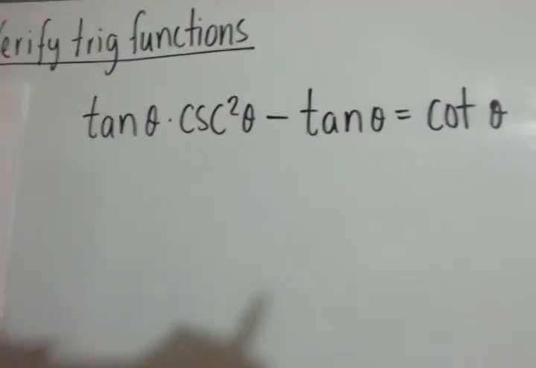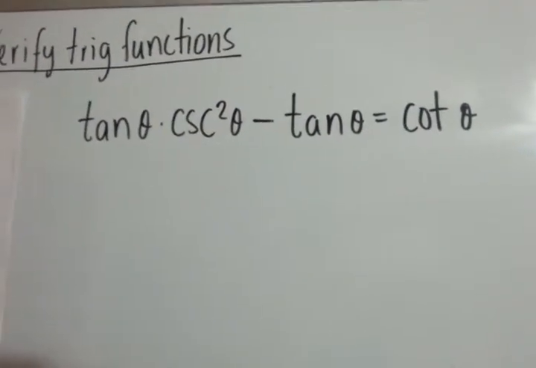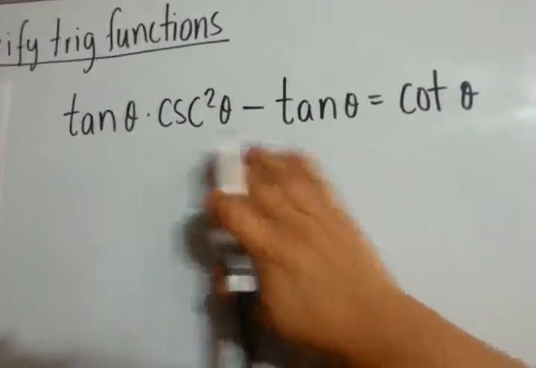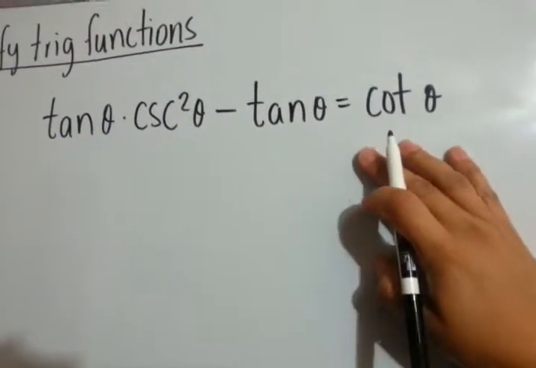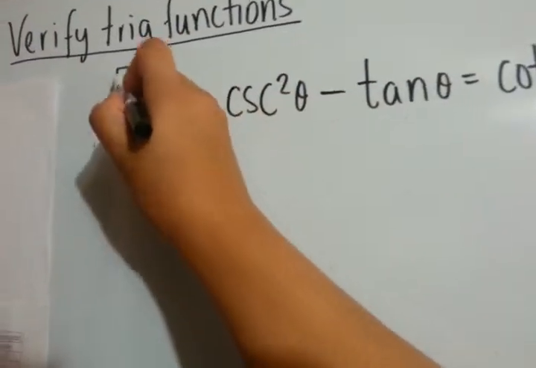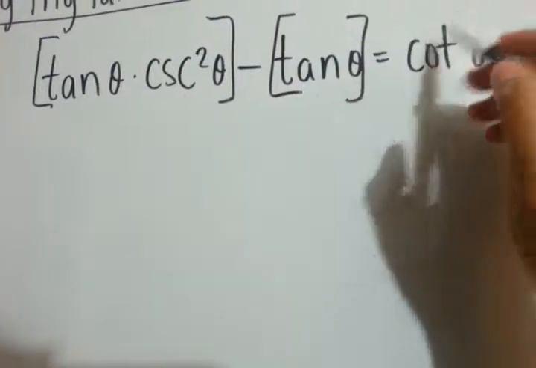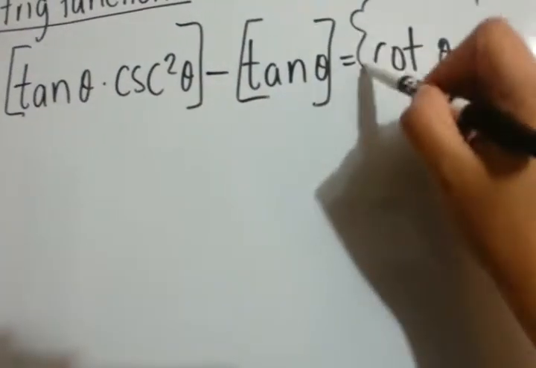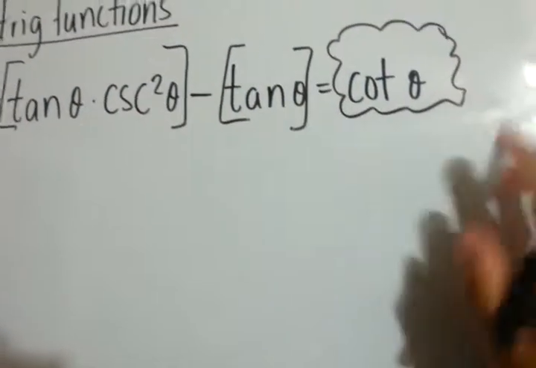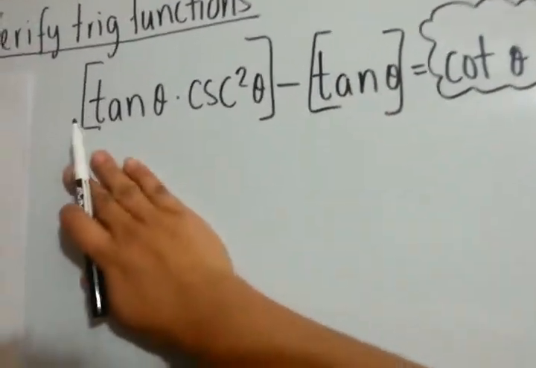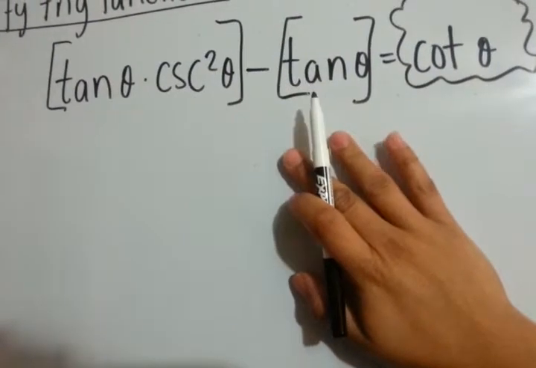This is verifying trig functions, and the only difference from simplifying is that you're trying to get the left side, or the more complicated side, equal to the simpler side. So we want to find a way to get these two terms equal, or rewrite it in such a way that it's just cotangent theta. Alright, so we're going to work on this side over here.